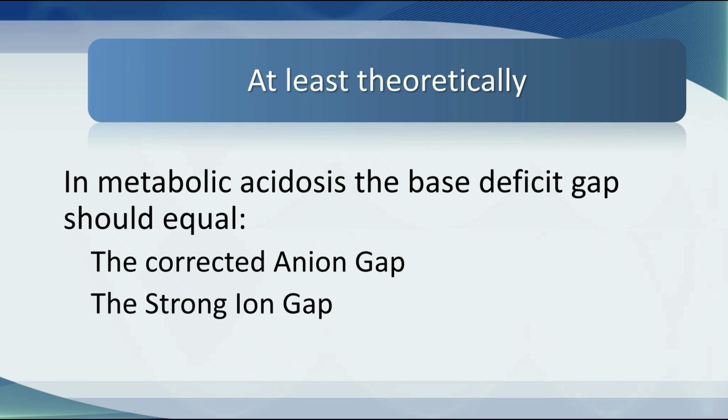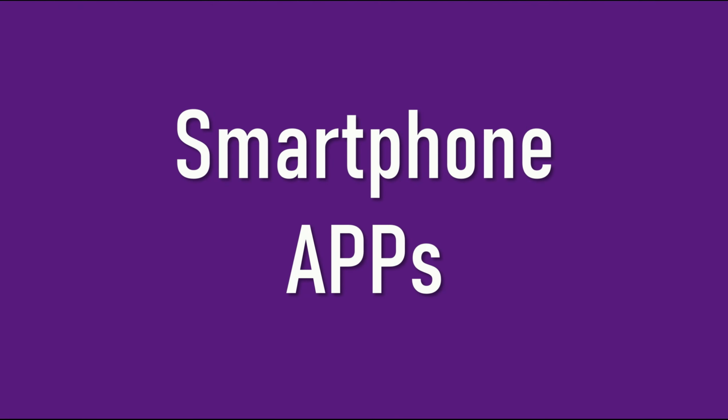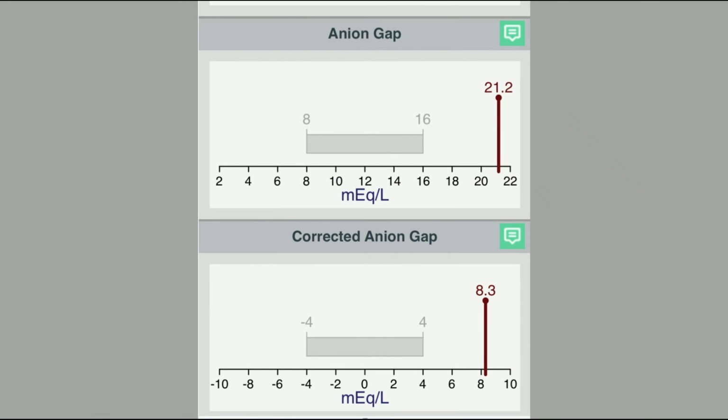Now, you don't have to be digging out your calculator to do these calculations. You don't have to get a piece of paper because smartphone apps these days do a lot of this stuff for you. And I fed all of Larry's information into the smartphone app that I use, and you can find this in the various different app stores on the internet. This app has calculated the anion gap at 21.2 and the corrected anion gap at 8.3.